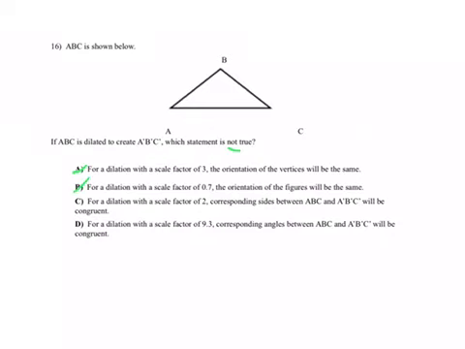C says for a dilation of a scale factor of 2, corresponding sides of ABC and the prime version will be congruent. Well, the sides will not be congruent. They'll be proportional but not congruent. That is not a true statement, and that's what we're looking for.